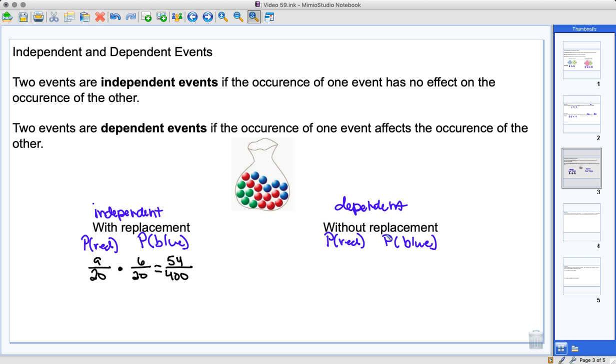Okay. Probability without replacement. So probability of my red doesn't change. Okay, so if I keep that red marble out, the total number I have in my bag when I try to pick my blue one is 19. Okay, so I still have 6 blue ones, that doesn't change. But the total that I have in my bag now is 19. So I get 54 out of 380. Okay, so that's where independent, dependent, that's where the two difference is.